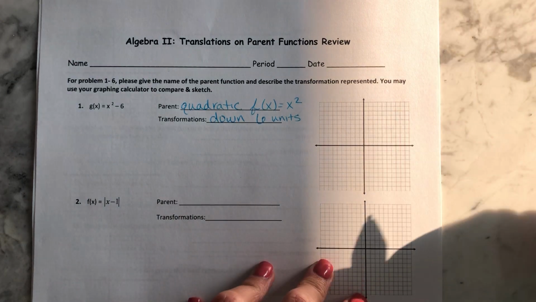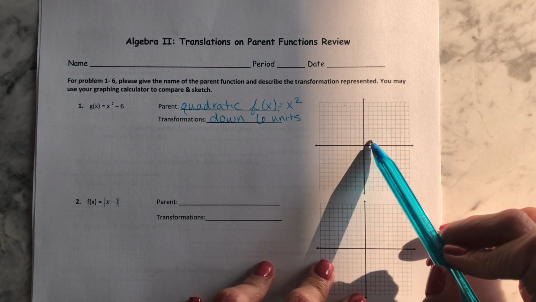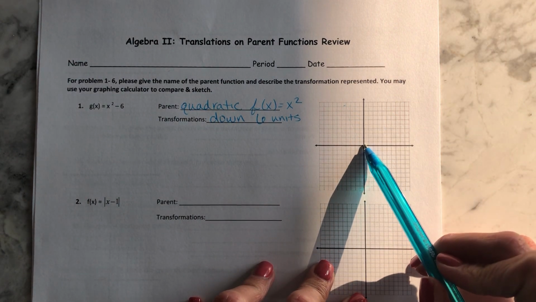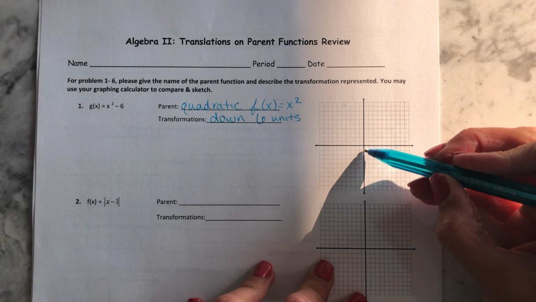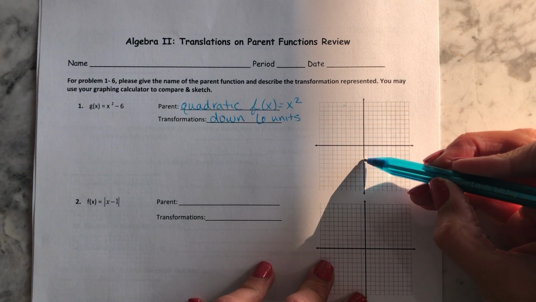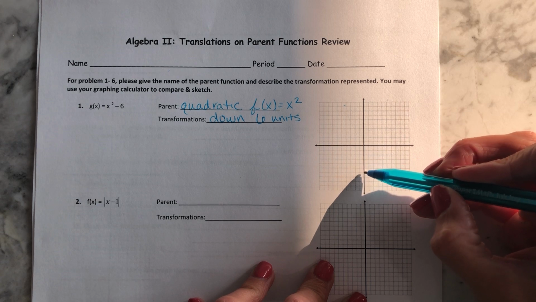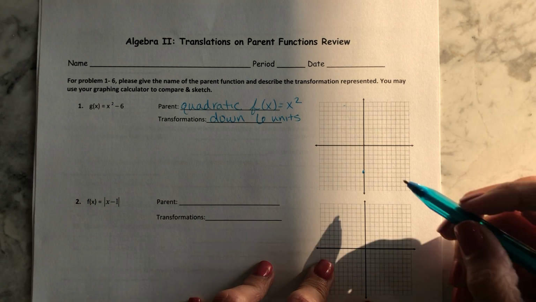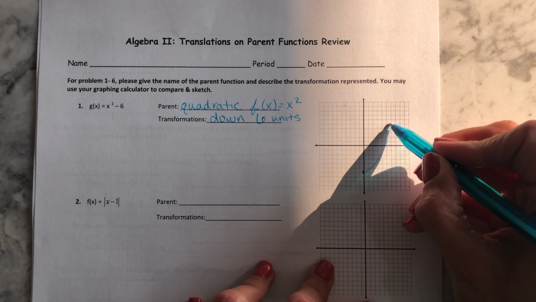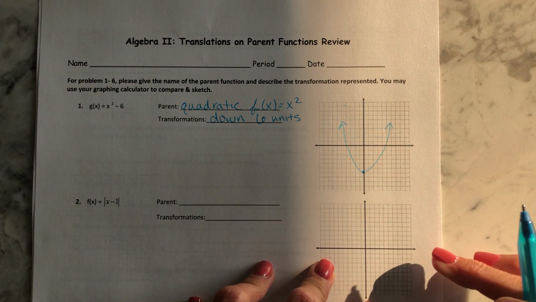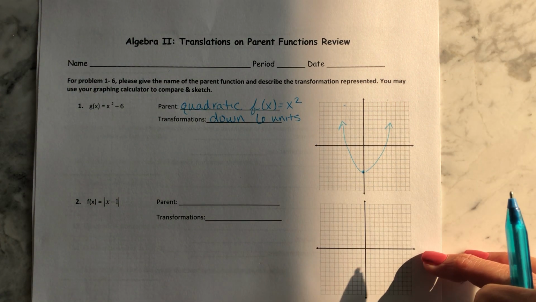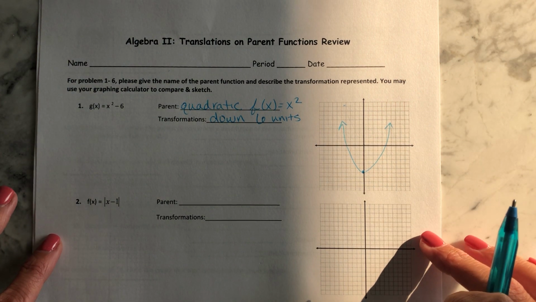My parent function starts at the origin right here. So I'm just going to take that whole graph and shift it down 6. I'm going to count 1, 2, 3, 4, 5, 6. So that becomes the bottom of the graph. And then I'll draw my parabola. Okay, let's try another one.